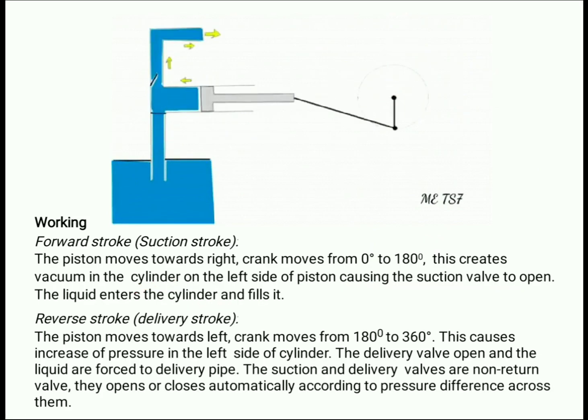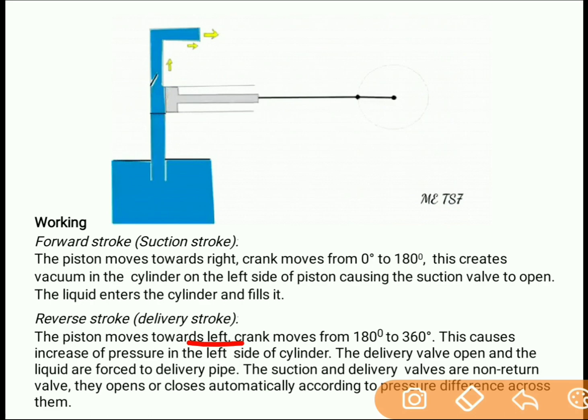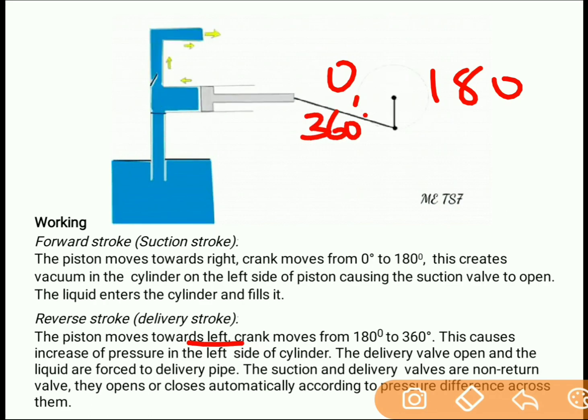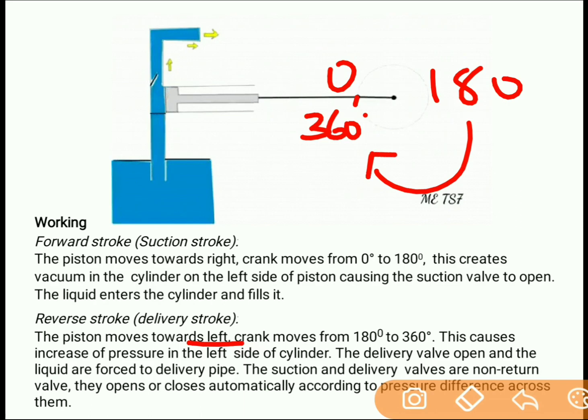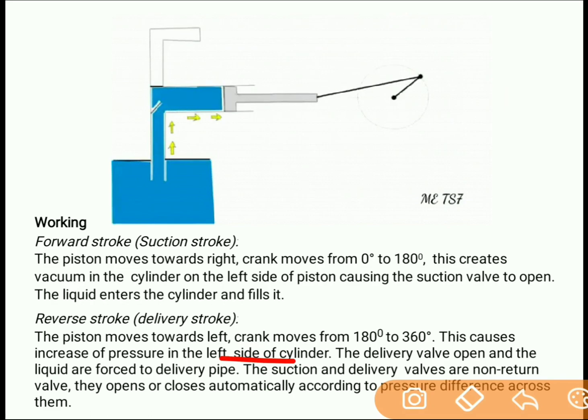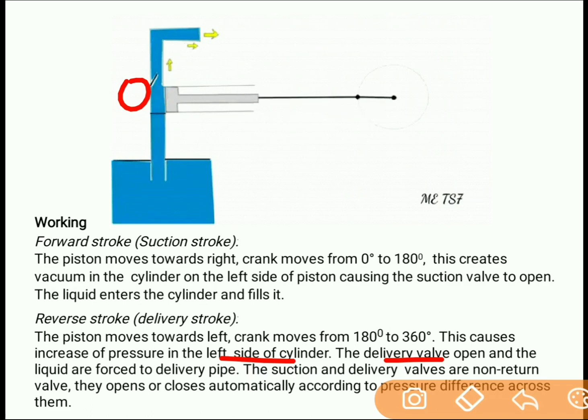Second is reverse stroke. The piston moves towards the left. This is 0 degree, this is 180 degree, and this is again 360 degree. When the piston moves from 180 degrees to 360 degrees, this increases the pressure on the left side of the cylinder, and thus the delivery valve will open and the liquid is forced into the delivery pipe.